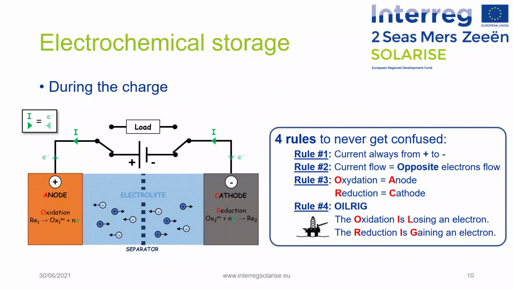Then during the charge, everything is inverted, but the 4 rules are still valid. Indeed, since the battery can be seen now as a load that is being recharged, the current is still going from the positive to the negative electrodes of the current generator, which is now here in the middle. Then from the battery point of view, the current is going from the negative to the positive electrode, and then the electrons are going opposite. Thus, the place where oxidation and reduction occur are also inverted. And then the most important thing to remember is that the names of the electrodes are also changed.